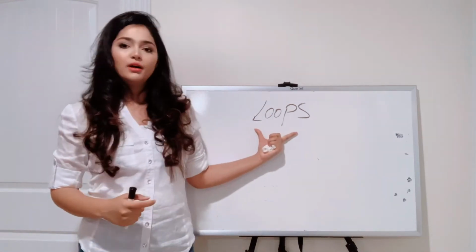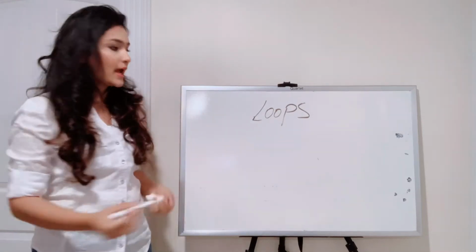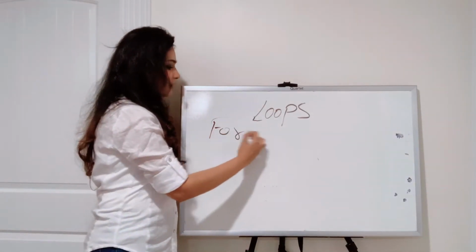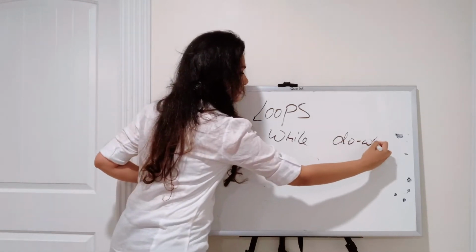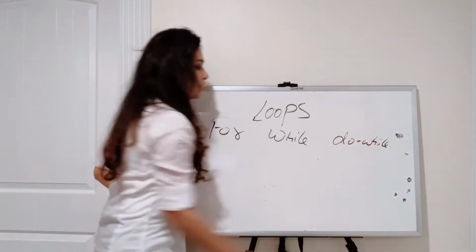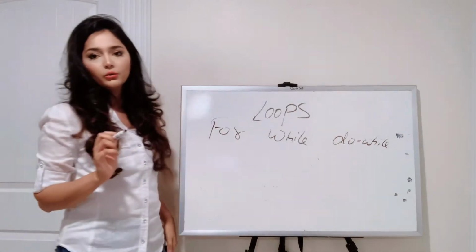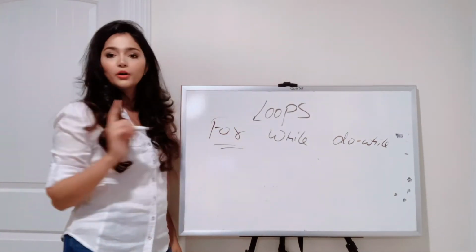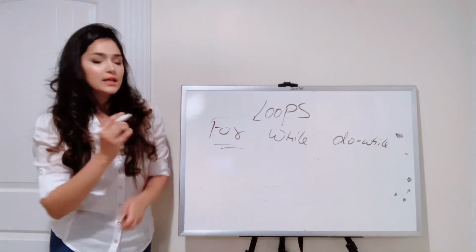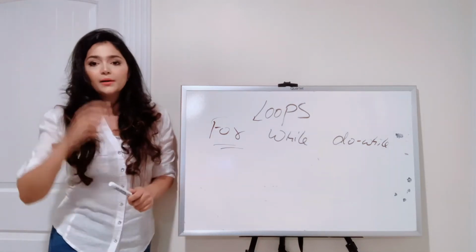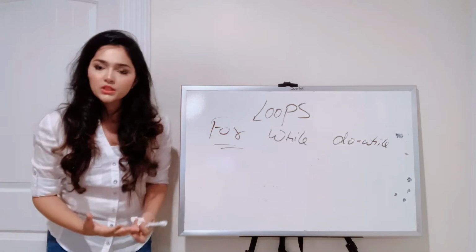So in Java we have certain types of loop. We have for loop, we have while loop, and we have do while loop. In this video we will only cover for loop. We will save the while loop and do while loop for the next video. So with for loop, why do we need loops in Java?